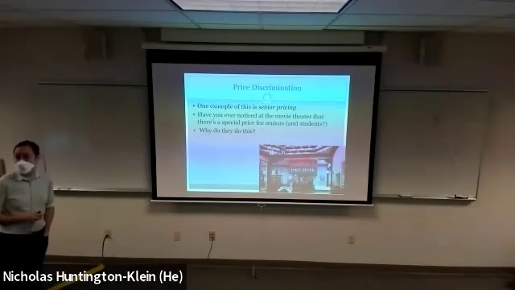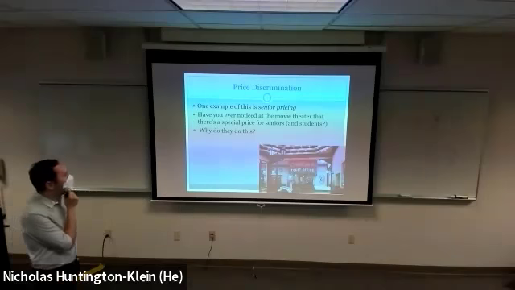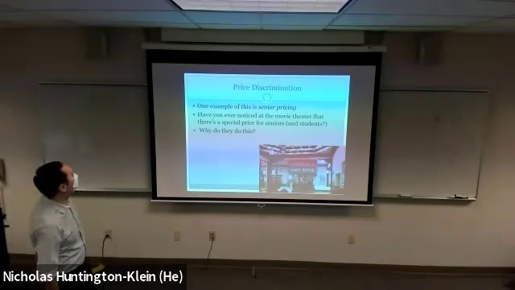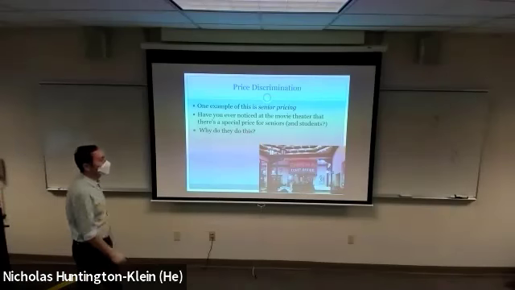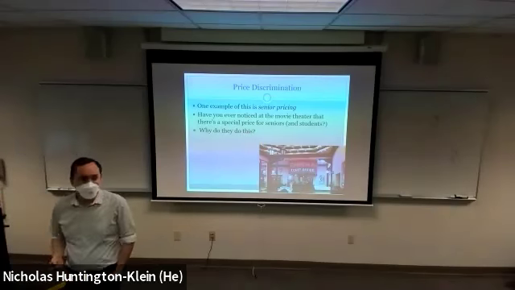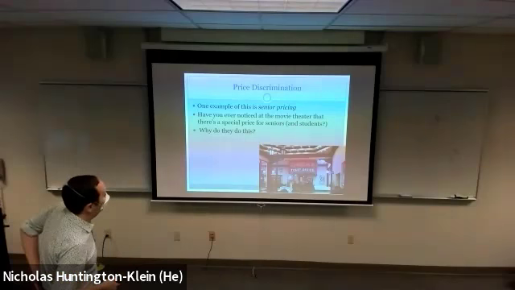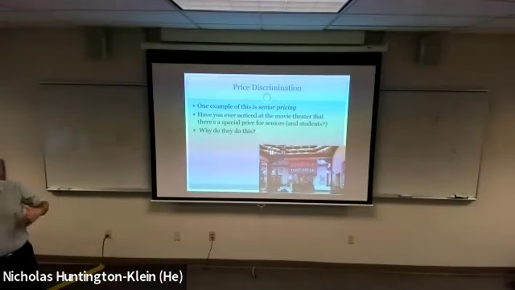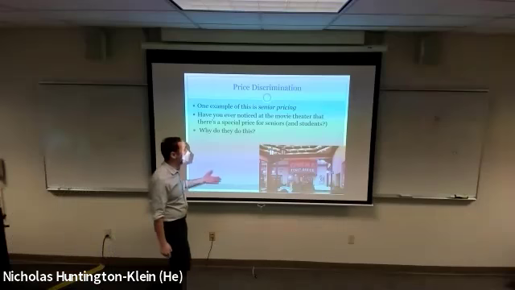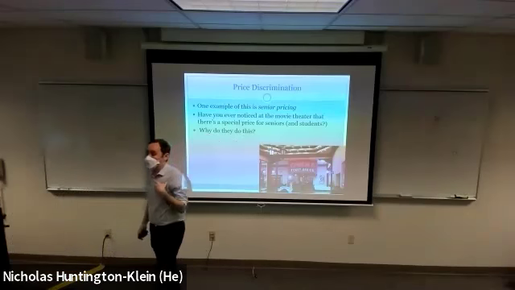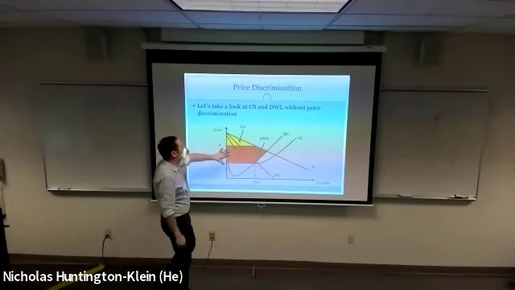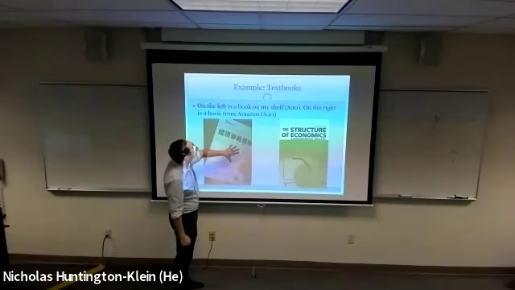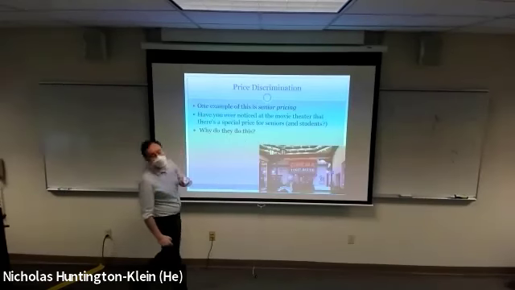One example of this is senior pricing. If you ever go to a movie theater, you notice that they have a special price for seniors and also sometimes for students. Why would they do this? As an economist, you always want to ask, what are the incentives behind this, right? What are the incentives that might lead them to do this, as opposed to not doing it? So let's take a look at the costs and deadweight loss without price discrimination. Oh, weird. So why might they do this?